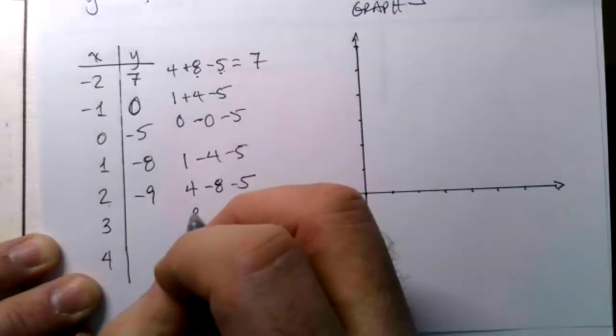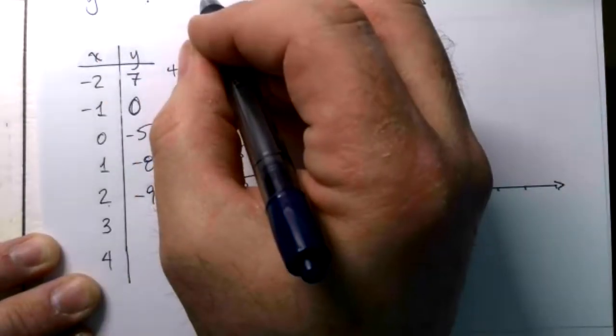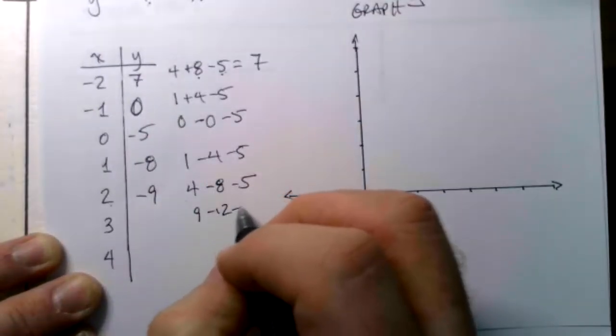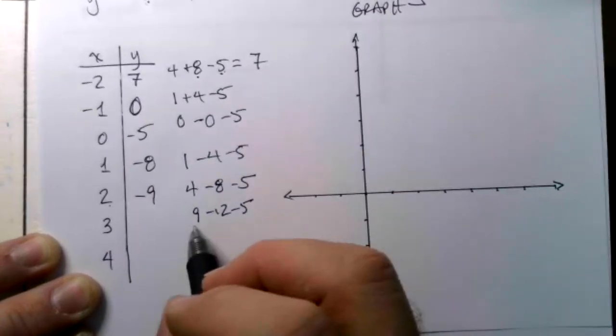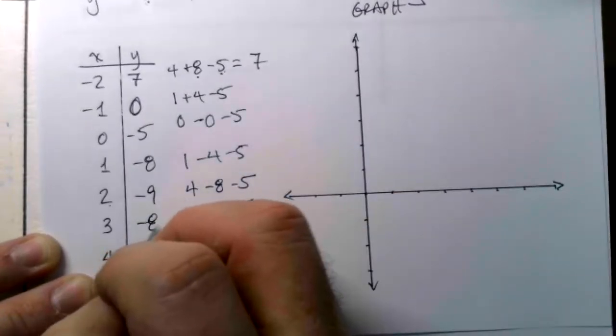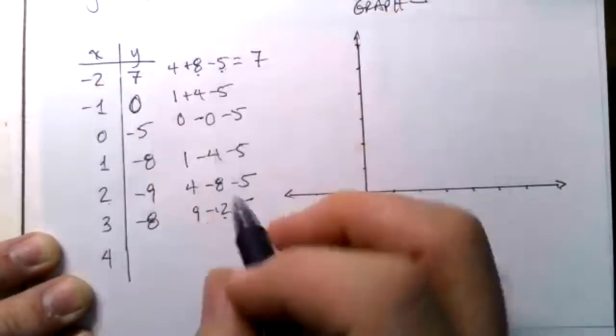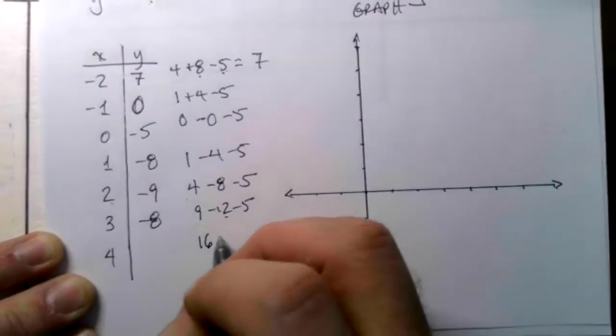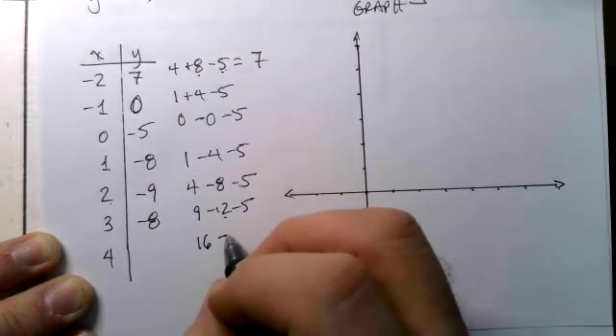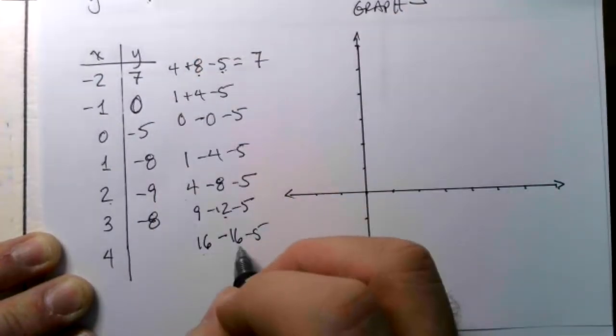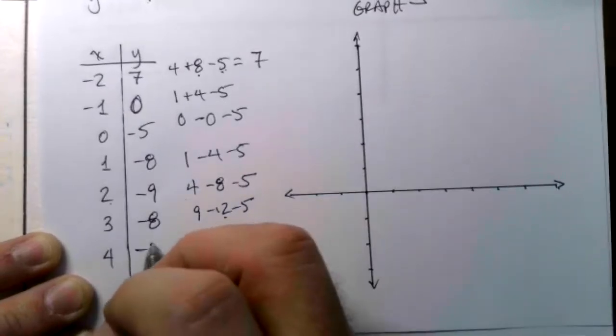3 squared is 9. Minus 12 minus 5. So this is -3, -8. I'm going to put in 4, so 4 squared is 16, minus 4 times 4 is 16, minus 5. 16 minus 16 minus 5, so that's -5.